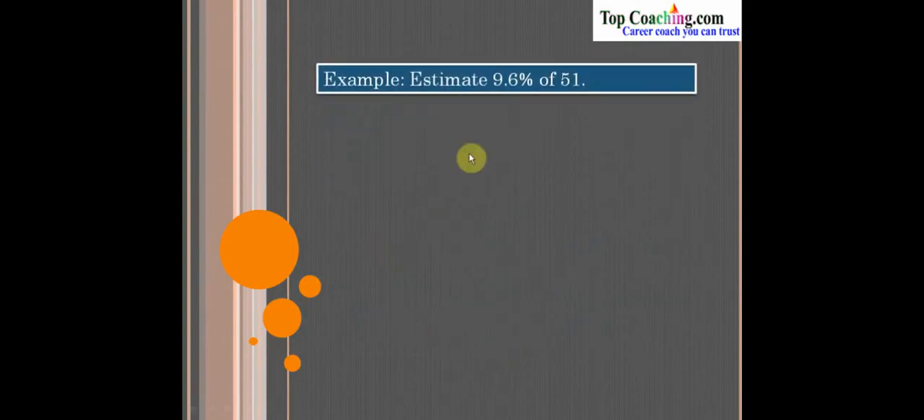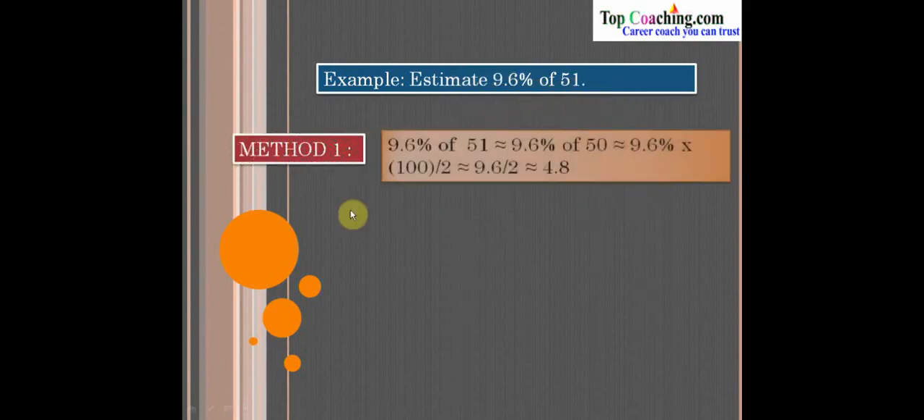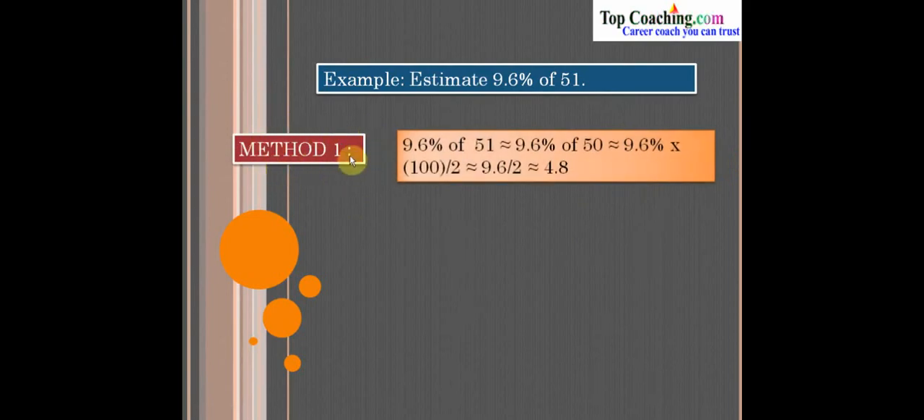Let's see one more example based on estimation. Estimate 9.6% of 51. Now there are two methods. The first method: 9.6% of 51 is approximately equal to 9.6% of 50. Now we have rounded off the value of 51 to 50. This is equivalent to 9.6% of 50.